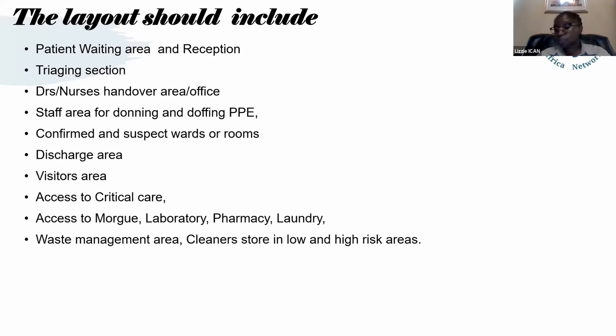There should be suspected or confirmed wards or rooms. There should be a discharge area, and also the access to the morgue, to the lab or pharmacy and laundry should be clearly marked. And most importantly, we should also have a dedicated waste management area and also a cleaner store in low and high risk areas. In addition to this, you have to make sure that you create space for staff to have a resting room.